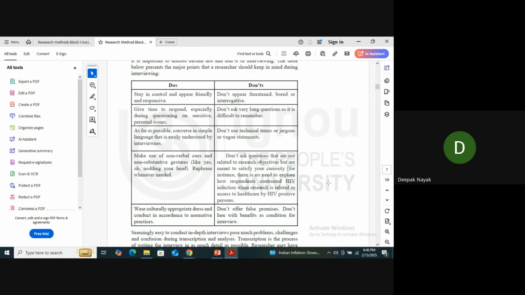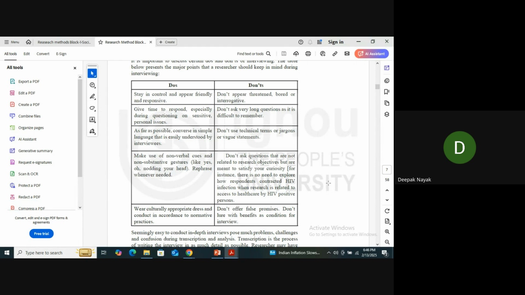friendly and responsive. You cannot be very emotional. You cannot be emotional by seeing the situation of the respondents. Once you fall into that trap, your research findings will be affected. Sometimes, when you conduct research on sensitive matters, it is likely that you fall prey to an emotional situation. So you should stay controlled and appear friendly also.